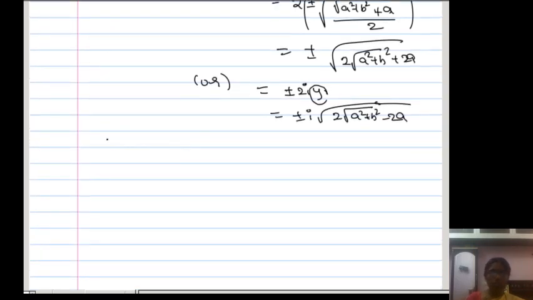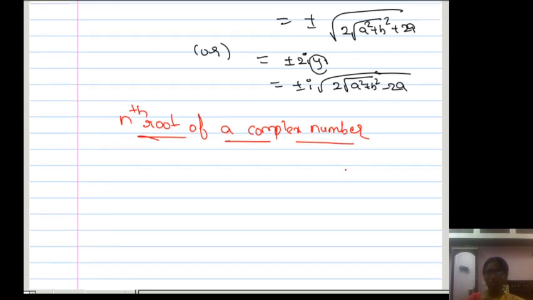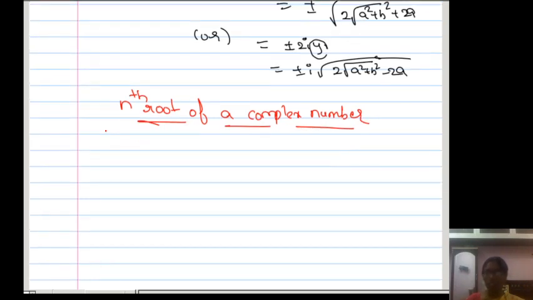Now the last concept is the nth root of a complex number. In the previous part I did the square root. Now I am discussing the nth root of a complex number. The nth root of a complex number means it has n roots. Square root means 2 roots, just 2 answers you got, with respect to plus and with respect to minus.